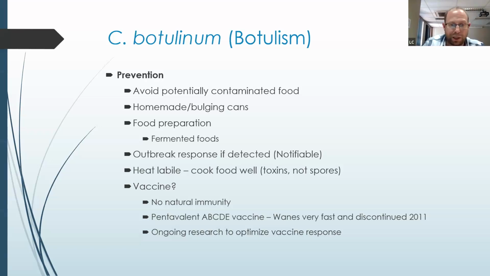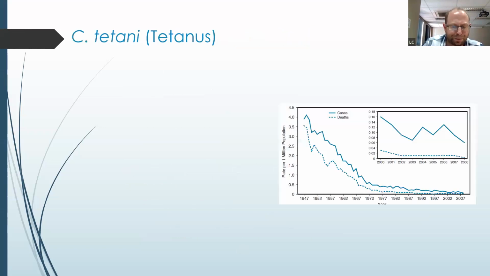There's no natural immunity induced by the disease, and a pentavalent vaccine was developed, but it was found to wane very fast, and in fact was discontinued about a decade ago. And there's ongoing research to optimize vaccine response.